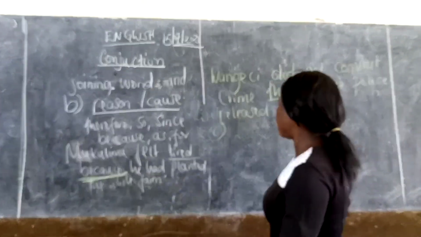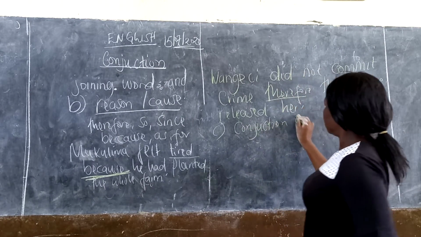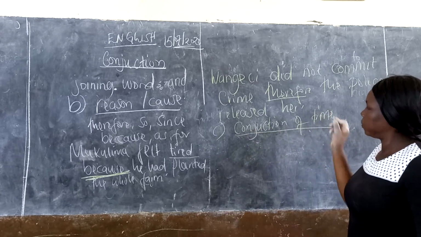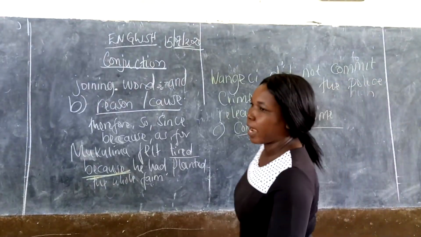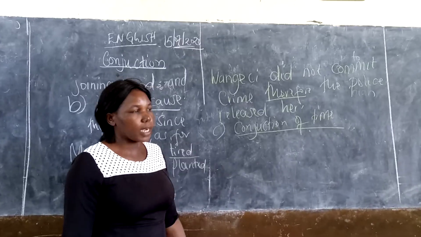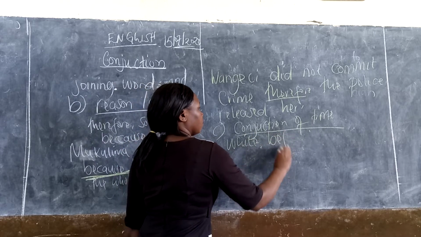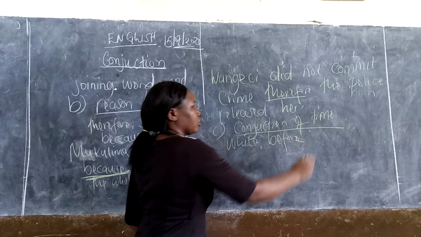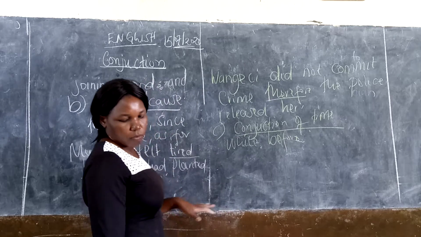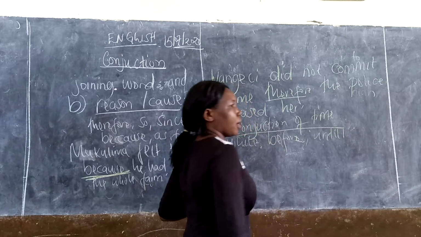Conjunction of time. At what time did that thing happen? While I was in school. This is time. Or before. Before I went home, I saw the ABCD. We also have until. This is time. We are going to talk about until.